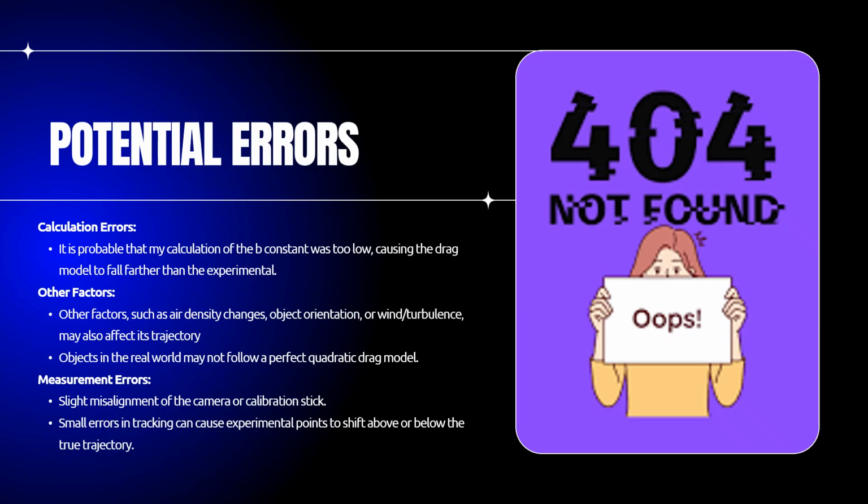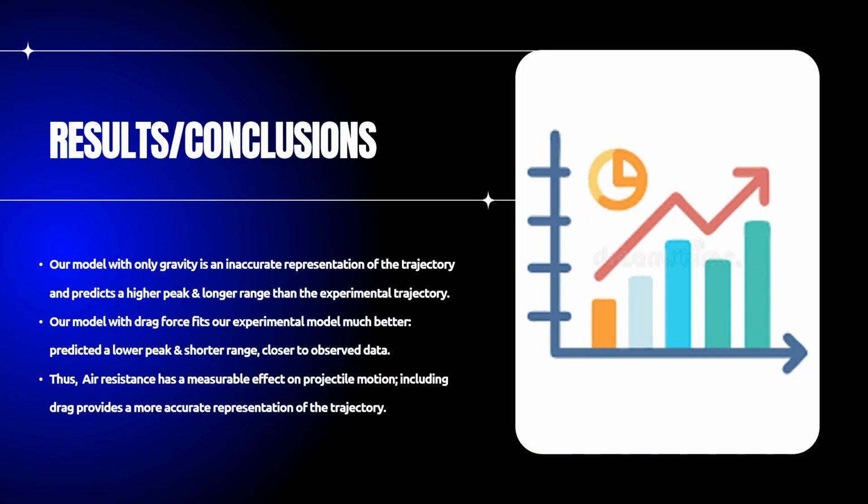There may have also been measurement errors such as misalignment of the camera or calibration stick and other small errors in tracking that may have caused the points to shift above the true trajectory. Our model with only gravity is an inaccurate representation of the trajectory and predicts a longer range than the experimental trajectory. Our model with drag force fits our experimental model much better, and we can conclude that air resistance has a measurable effect on projectile motion, which provides a more accurate representation of the trajectory.